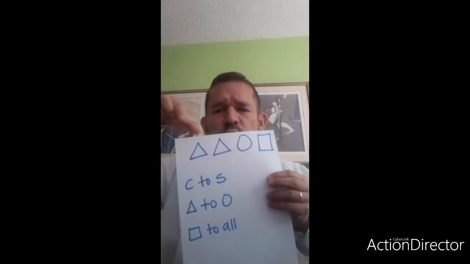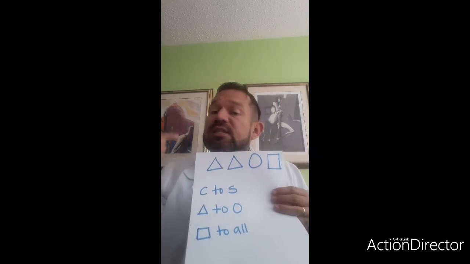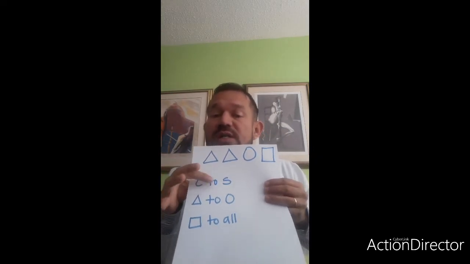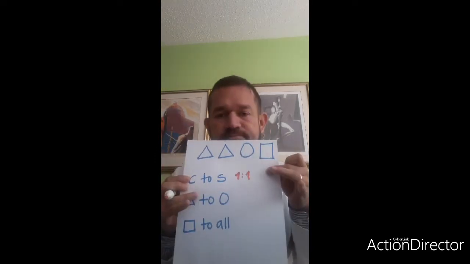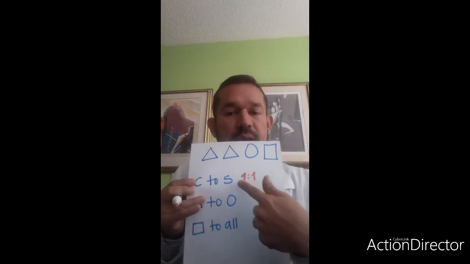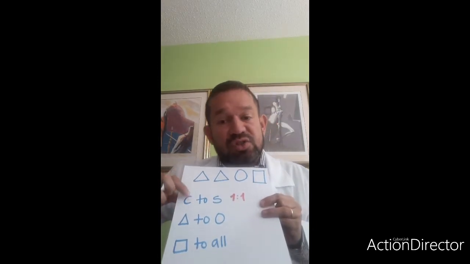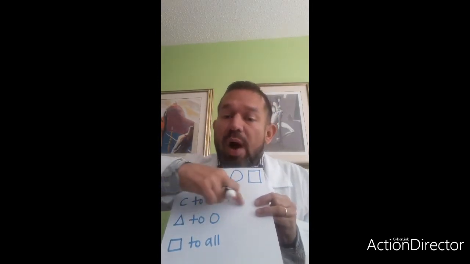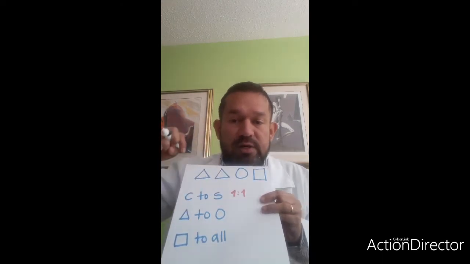If we have this situation, look: two triangles, one circle, one square. So what is the ratio of circles to squares? Circles, 1. Squares, 1. So it's 1 to 1. Please remember that we need to respect the order. If you have the ratio circles to squares, when you write it using numbers, you write first the circles and then the squares.